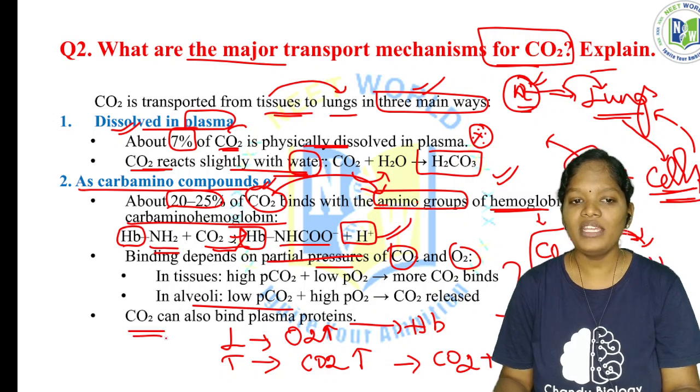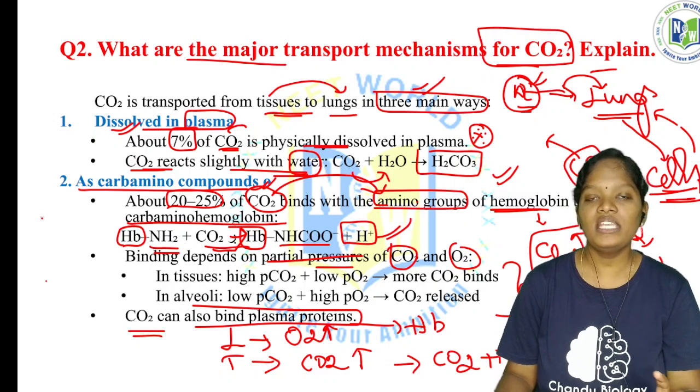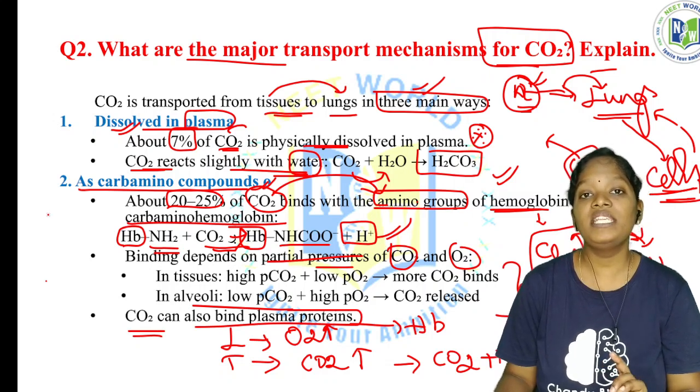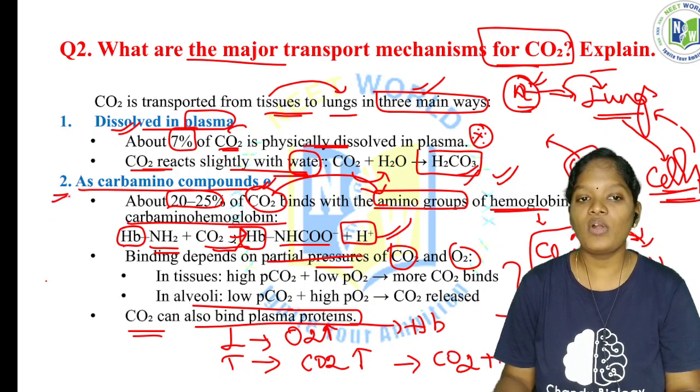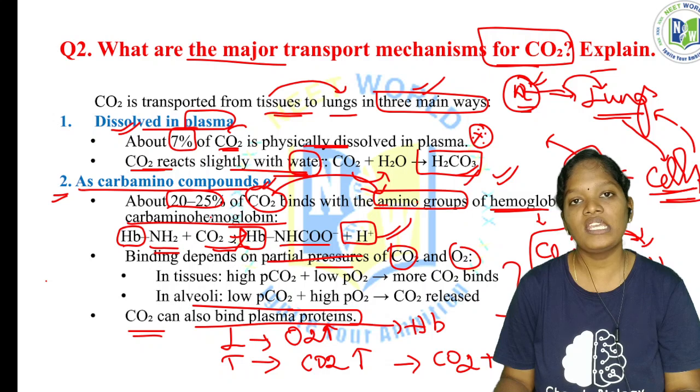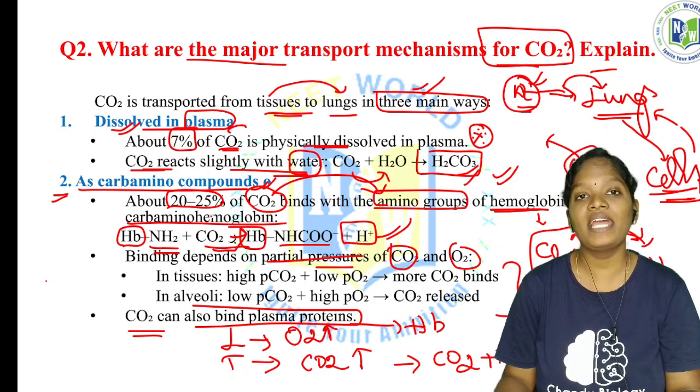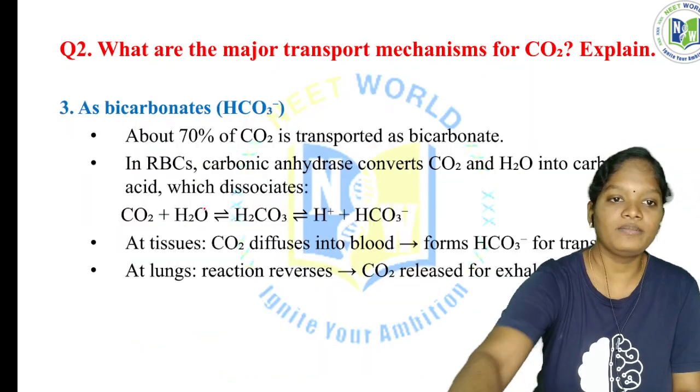Now, carbon dioxide can also bind with the plasma proteins. The first way is that carbon dioxide is dissolved in the plasma, and as carbamino compounds, which means it binds with the amino groups present in the hemoglobin, and that percentage will be 20 to 25%.